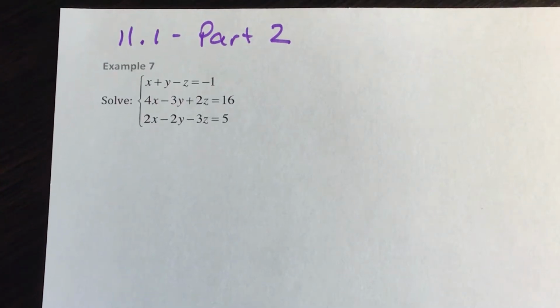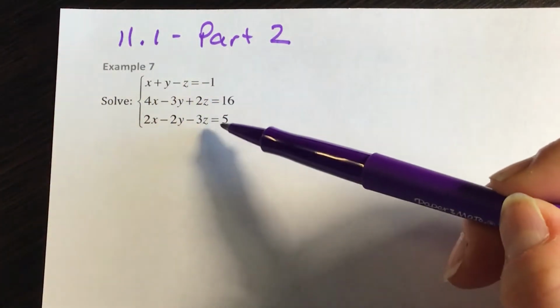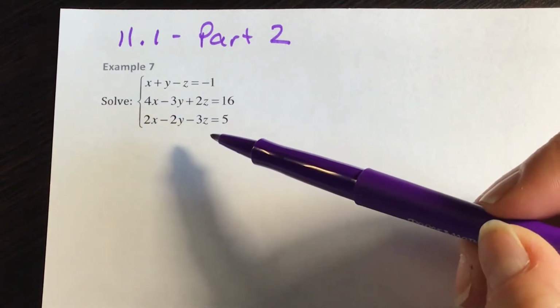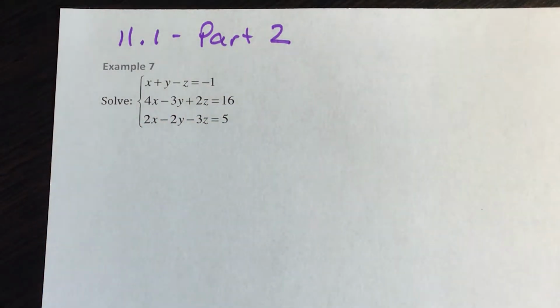All right, so we looked at section 11.1 with solving systems of equations in two variables, and now we want to solve a system of equations that has three sentences and three different variables. So now we have an x, a y, and a z. So we're going to use either substitution or elimination to solve for each of the variables.